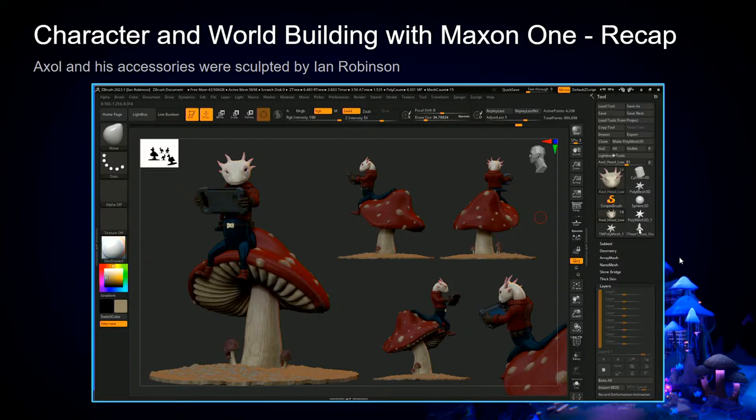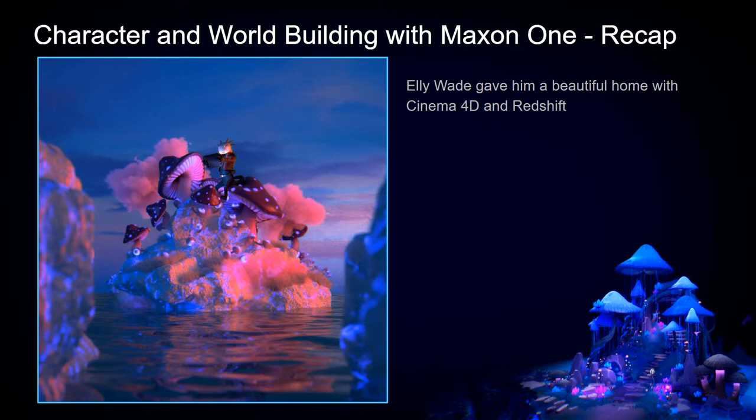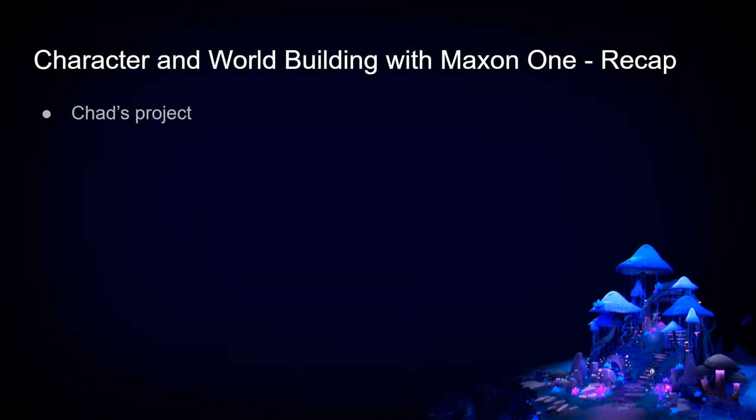So, as a recap of the other three parts of today's presentation, first, Ian Robinson, amazing Maxon ZBrush trainer, showed you how to create Axel and his little clothes and accessories in ZBrush. Then he hopped over to Substance Painter to show you how to texture it. Then Ellie gave him a really beautiful, honestly adorable little home inside of Redshift and Cinema 4D. And Chad just got done showing you how to color grade and take Ellie's work and do some render passes on it.